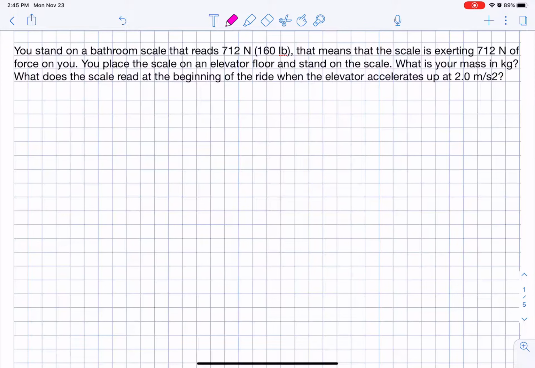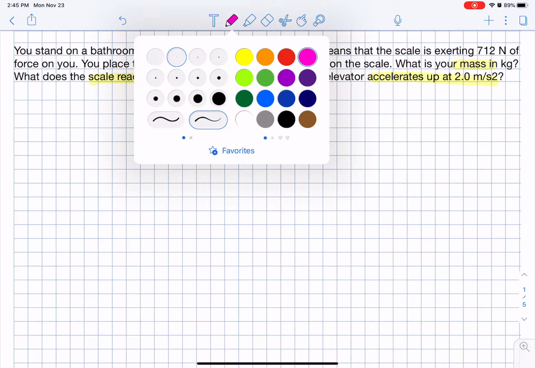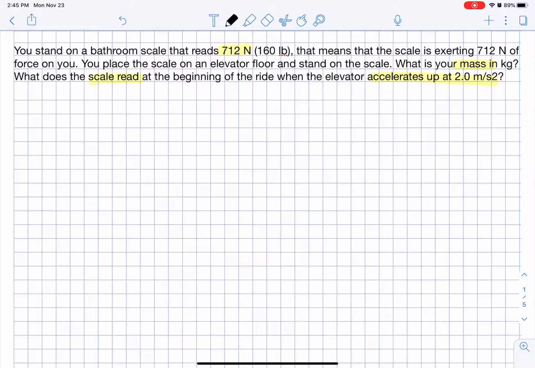You stand on a bathroom scale that reads 712 newtons. That means that the scale is exerting 712 newtons of force on you. You place the scale in an elevator floor and stand on the scale. What is your mass in kilograms? What does the scale read at the beginning of the ride when the elevator accelerates at 2 meters per second squared? So this is sort of like a two-part problem, so I'm going to break it up a little bit. Let's first talk about when you're not moving in that elevator.